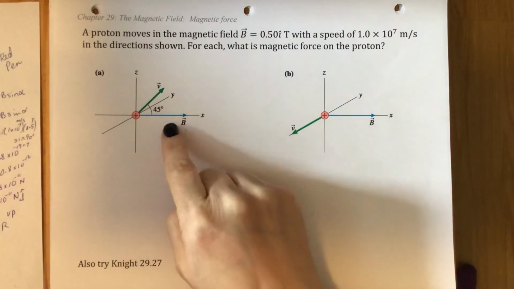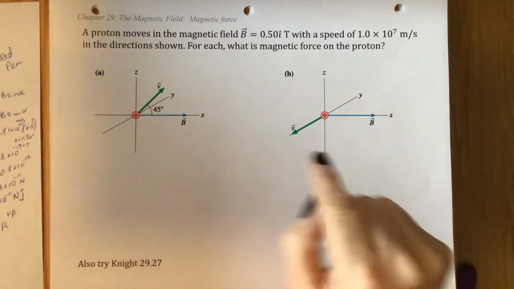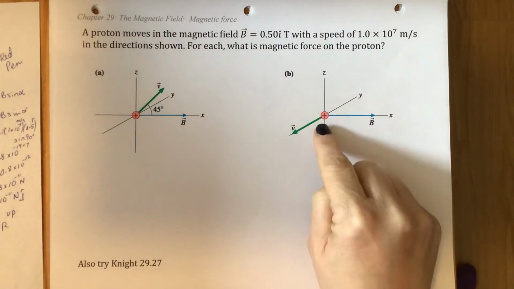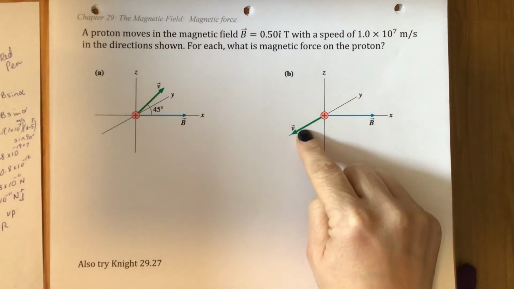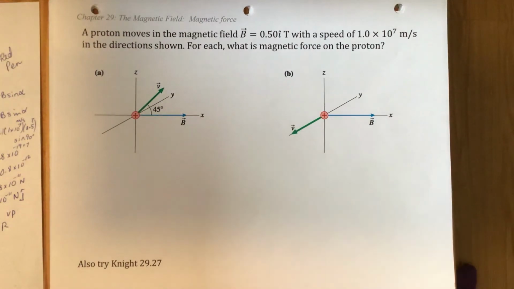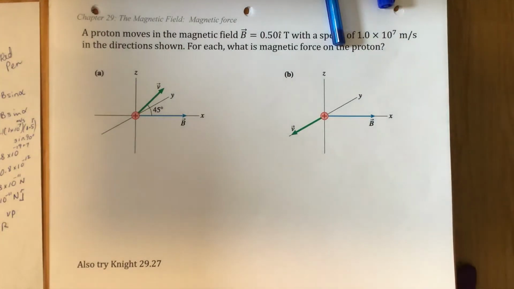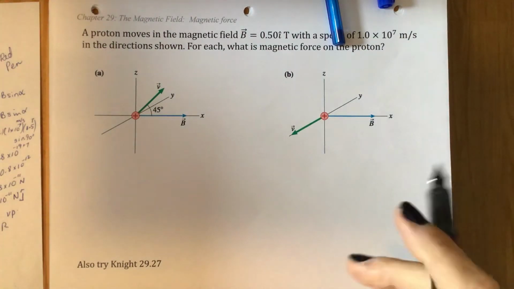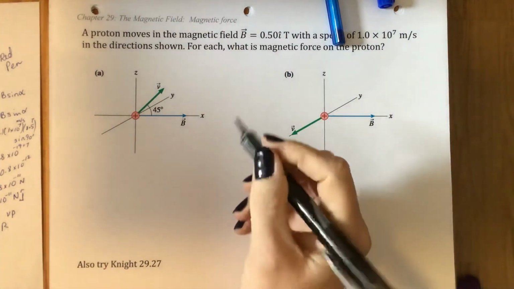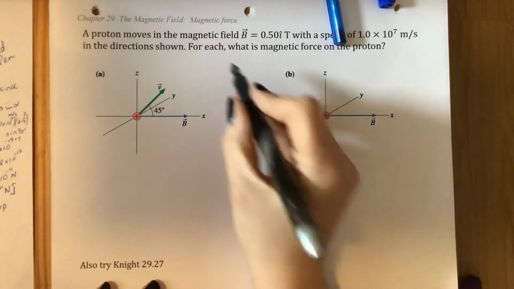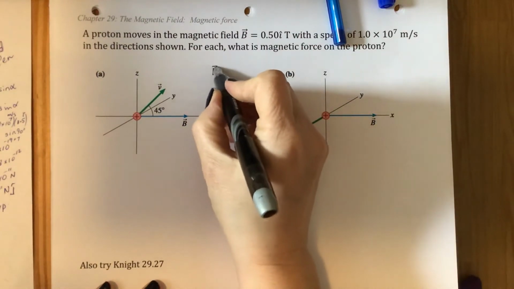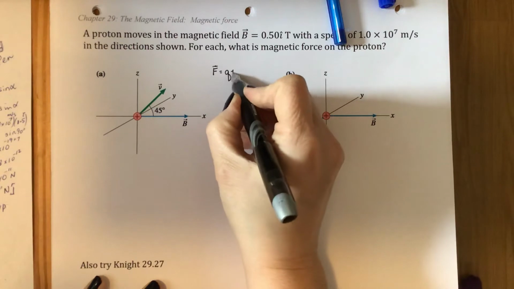And then in part B, we've got V in the negative Y direction, and we'll find our force there. And we'll do A and B separately. We'll use two different methods to find it, just to make sure we have a good handle on both ways. So we know we're going to be finding magnetic force. We know magnetic force is QV cross B.